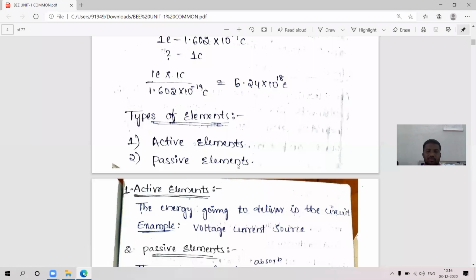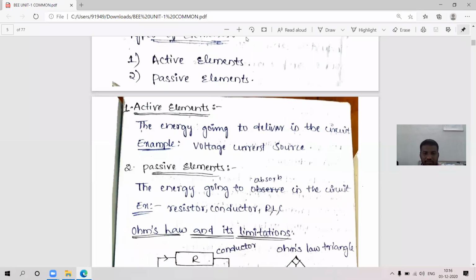Now coming to passive elements. Passive means receiving element. It will receive or absorb energy. They will consume it. What are the consuming elements? Resistor, capacitor, inductor. Not conductor, it is resistor, capacitor and inductor. RLC elements are there, no? Those RLC elements are the passive elements.